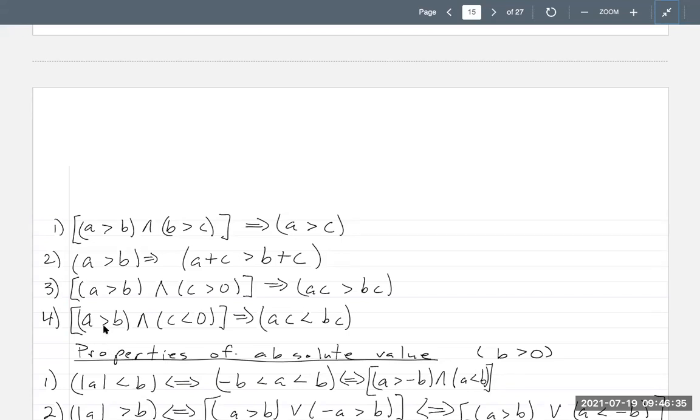Next, if you multiply both sides of your inequality by a negative number, things switch. So if A is greater than B, and if C is less than 0, then AC is less than BC. So if you multiply both sides of an inequality by a negative constant, then the inequality switches. Notice it goes from pointing to the right to pointing to the left.